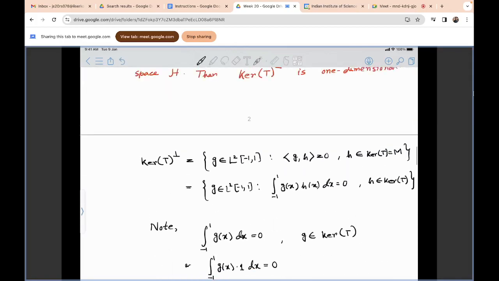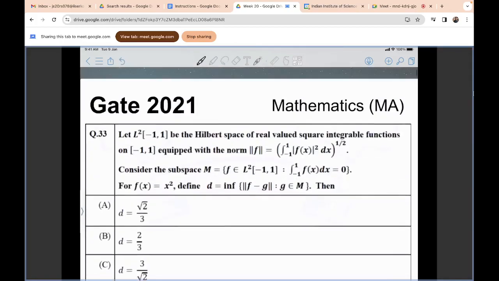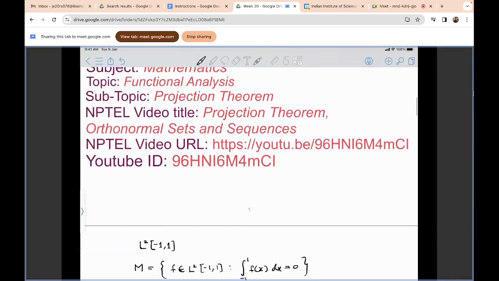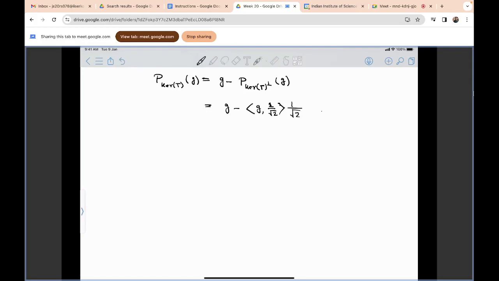Now we have to find the shortest distance between F and the subspace M. So there we need the projection theorem. It says that the shortest distance of any element in the Hilbert space is given by the distance between that element and the orthogonal projection onto that subspace. So this is the projection theorem.